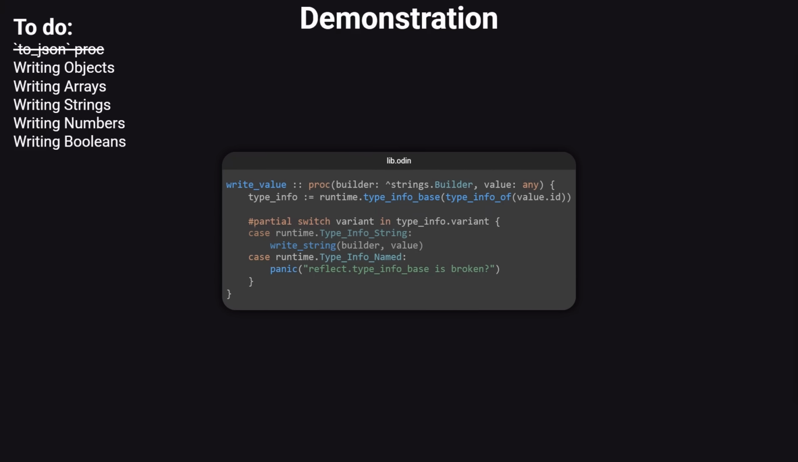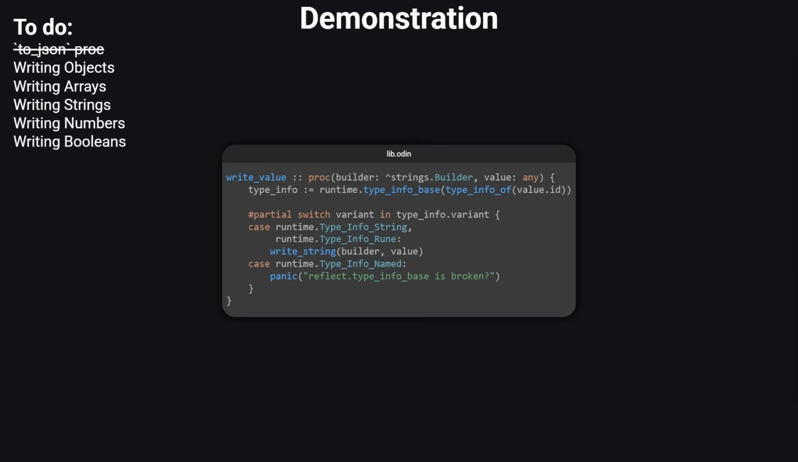Next, we'll implement strings, since they're the next easiest. TypeInfoString here covers all 4 types of strings in Odin, and that's an important thing to keep in mind with Odin's type infos. They don't represent individual types. That's what type IDs are for. Type info is about categorizing the different types of types, like strings, structs, or integers. We're also throwing in type info rune here, since JSON does not distinguish between characters and strings.